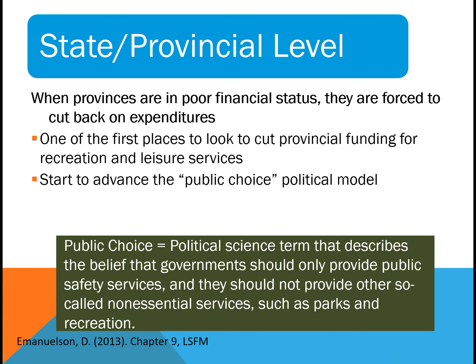And a lot of this has to do with the public choice political model. What is that? Public choice is a political science term that describes the belief that governments should only provide public safety services, like essential services, and they should not provide other so-called non-essential services such as parks and recreation. So when it comes down to it, parks and recreation gets cut, which is really silly because it mostly influences the rest of all things that are important.